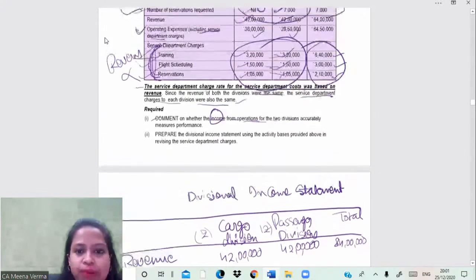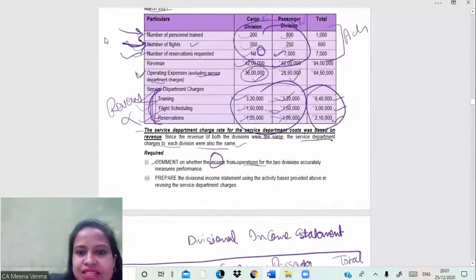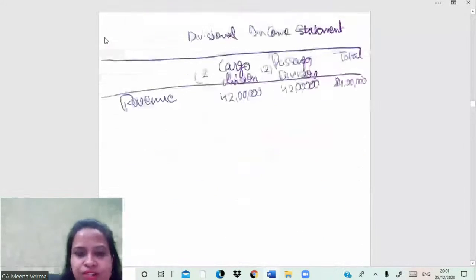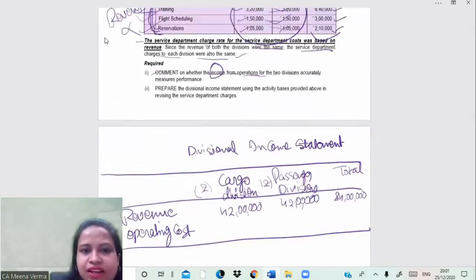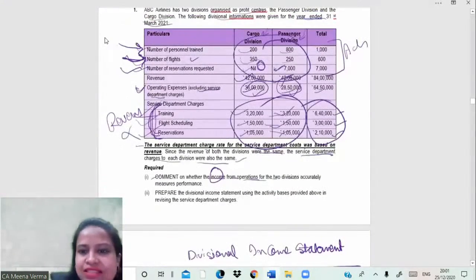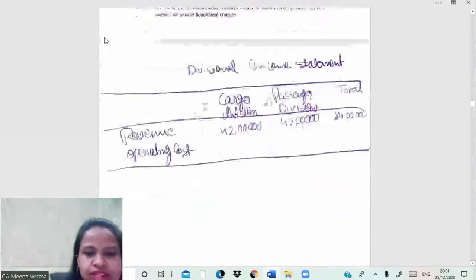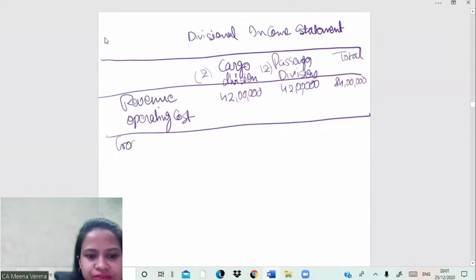What is the operating cost we have? This and this is the operating cost. Put this value, the operating cost, this and the total value. After considering this, you will get the gross margin. Then consider the service department charges.